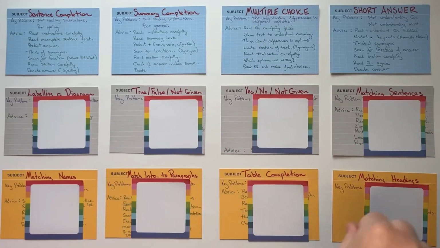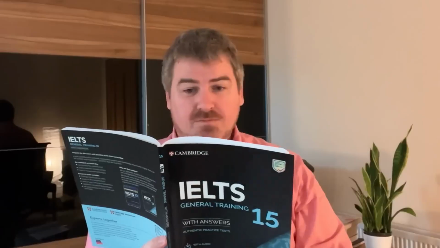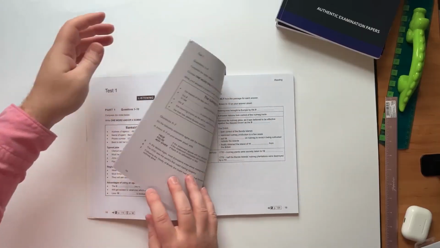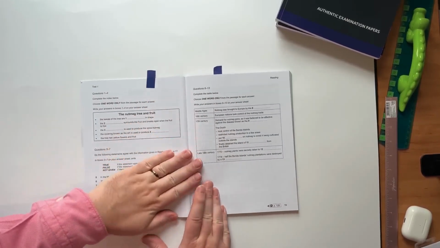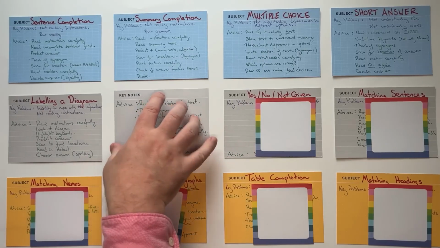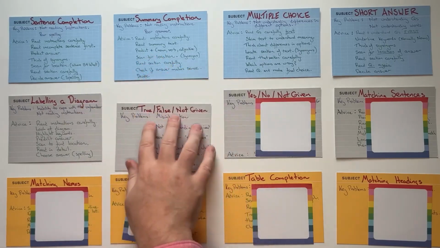IELTS reading is actually quite simple, but what students find really frustrating is there's so many different types of reading question. So what I decided to do was put together a video that shows you the 12 main types of IELTS question. I'm going to show you exactly what those questions look like, go over the key problems that students face, and then help you solve all of those problems and simplify everything for you by giving you the same step-by-step strategies that have helped thousands of my students get a 7, 8, and even 9.